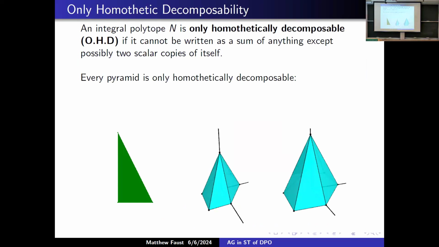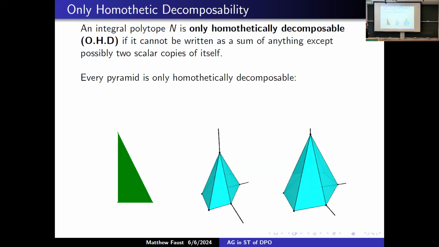Okay, so we say that an integral polytope is only homothetically decomposable if it can only ever be written as a Minkowski sum of two scalar copies of itself. So if it can be written as a Minkowski sum of two smaller integral polytopes, they must both be scalar copies of itself. So an example is a pyramid.